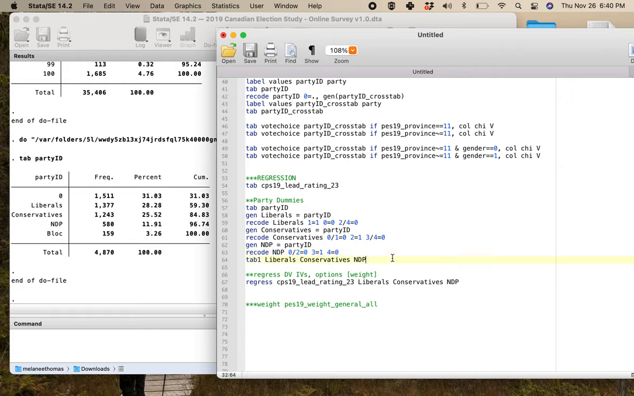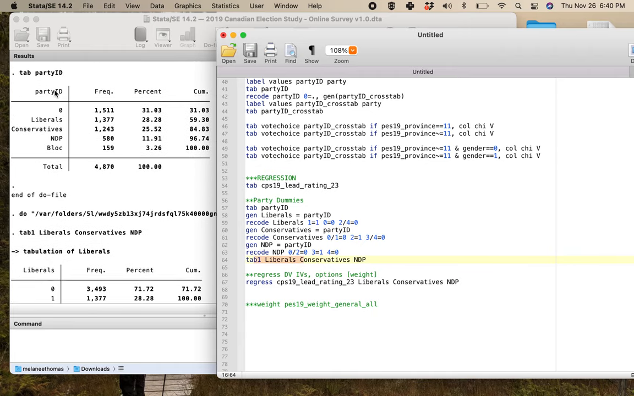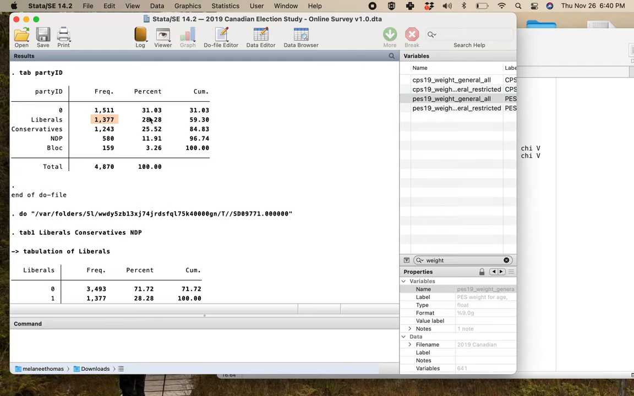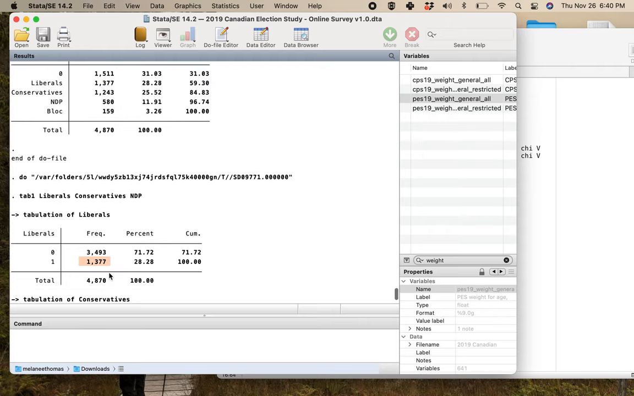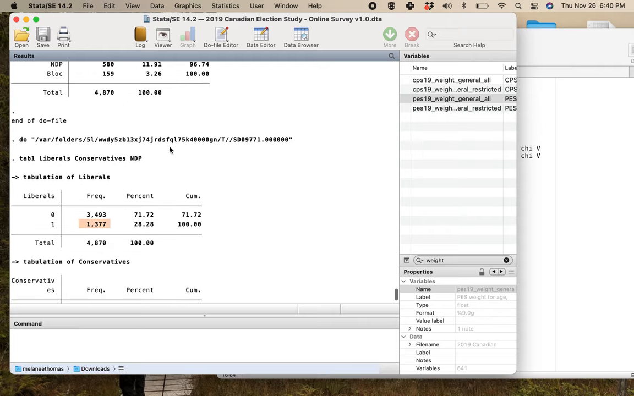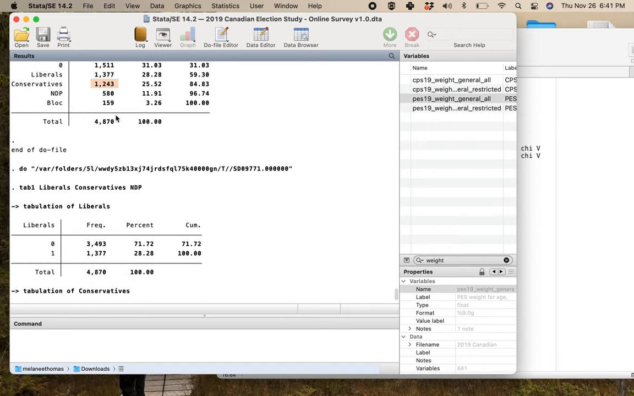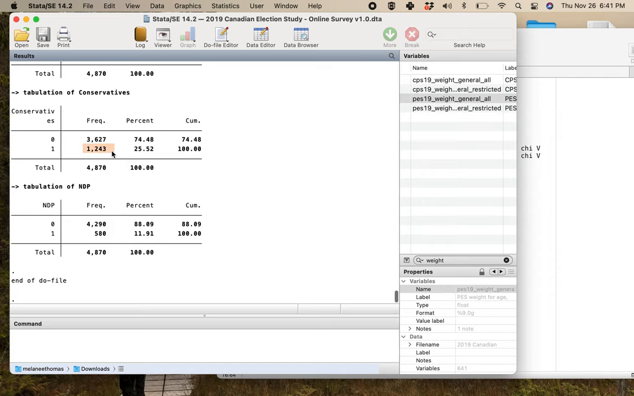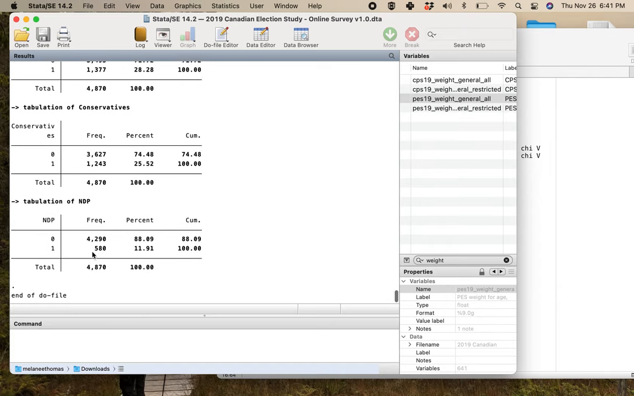Okay, so here's my party ID variable, and I'm going to tab my dummies. Here you can see I've got 1,377 Liberals in my party ID variable, and in the dummy I've got my 1,377 in there. They all have the same N, 4,870, the same number of cases. My 1,243 Conservatives are now in the dummy variable, and my 480 New Democrats are in the NDP variable.